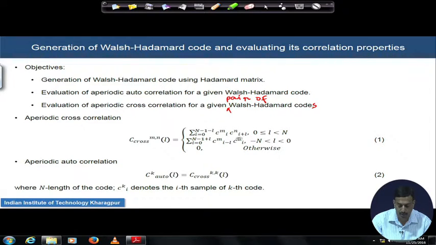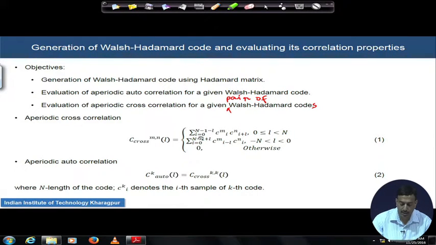So for all positive values we will have a shift in one direction, and for all negative values of lag, we will shift in the other direction, and we will check what is the corresponding product of the code values, and ultimately we will sum over the product values. So this is a well known definition of correlation. I will try and show it to you with an example in the next slide.